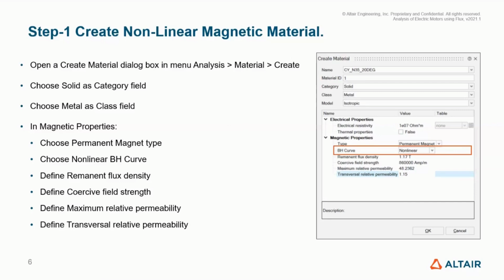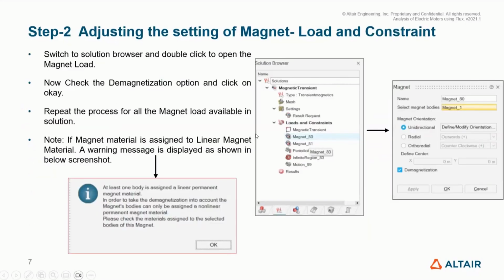So the only change I am making is converting the BH curve from linear to nonlinear characteristics, and then entering the nonlinear characteristics properties like the coercive field strength, the maximum relative permeability, and transversal relative permeability. Once you change the magnetic properties, the next step is to select the demagnetization option in the load and constraints of the magnets.